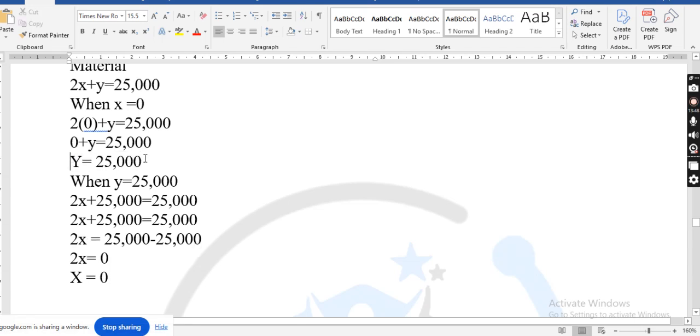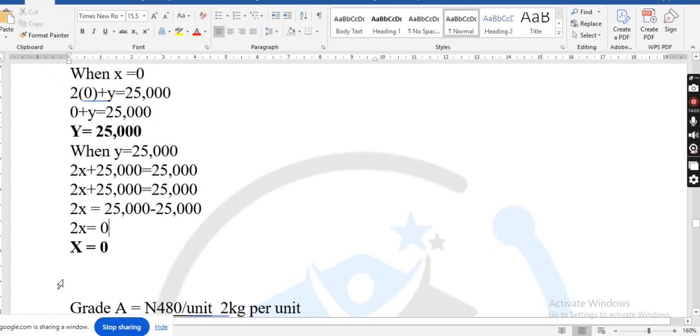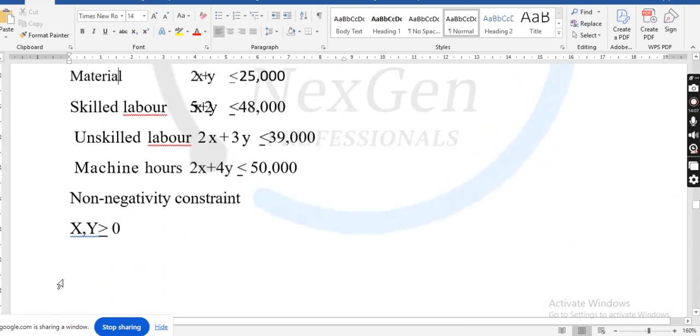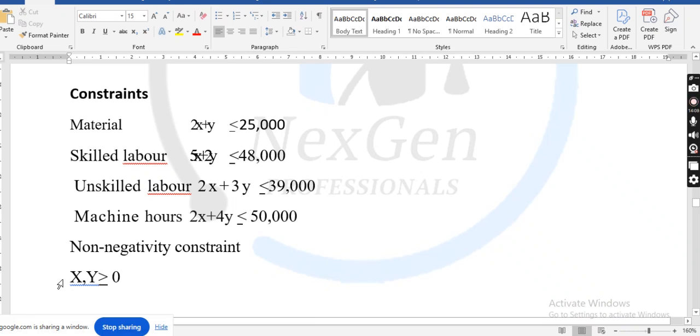So can you see it now? This is our x and this is our y. But we will not plot it, right? We are still in A. We just need to convert it so that we'll get what we have. So the next thing is, after we've done the material, we need to do the skilled labor as well. What is the skilled labor? This is skilled labor.